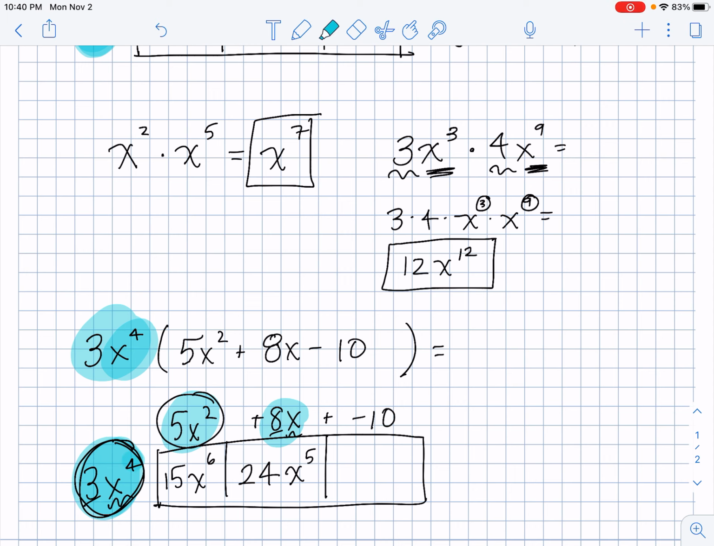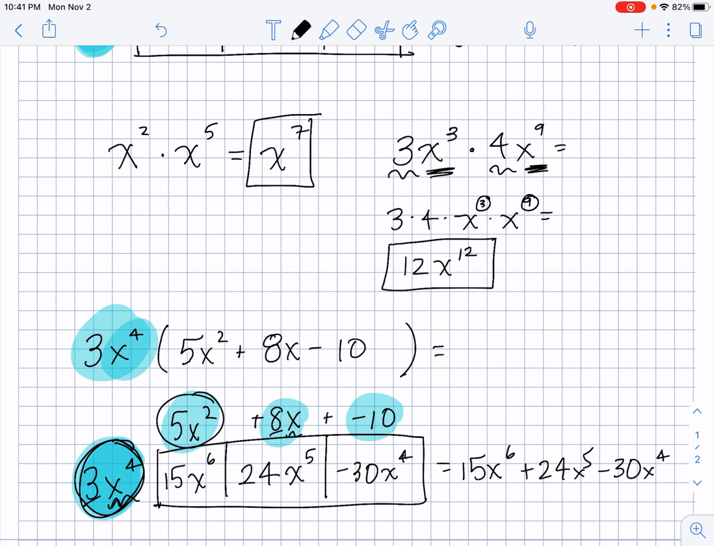And finally, I'm going to multiply my 3x to the fourth times negative 10. 3 times negative 10 is negative 30. And then I'm going to carry my x to the fourth. And so my answer is 15x to the sixth plus 24x to the fifth minus 30x to the fourth.